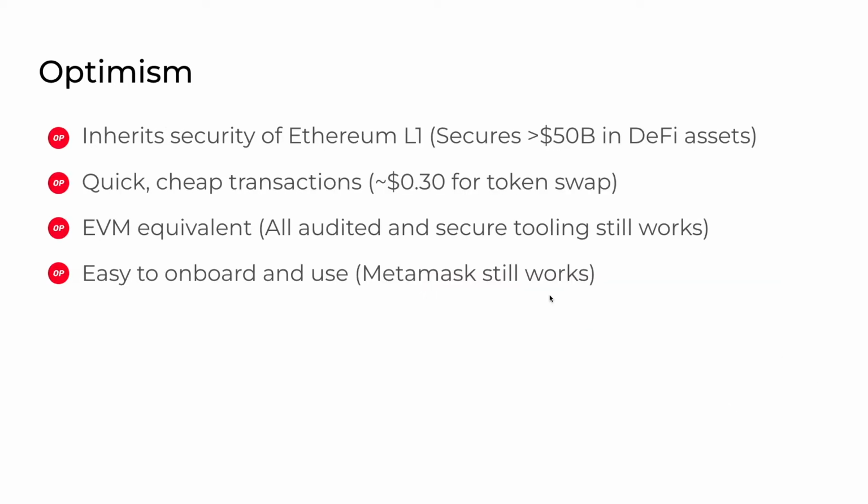Let's dive a little bit more into Optimism. So Optimism is a layer 2 network built on top of Ethereum. It inherits the security of Ethereum because it's a rollup and it submits transactions to the Ethereum Layer 1 to be secured. This is excellent because Ethereum Layer 1 is extremely secure. It's the most secure network in DeFi, and it currently secures over $50 billion in DeFi assets. The one downside of using the Ethereum Layer 1 though is the transactions can be quite expensive.